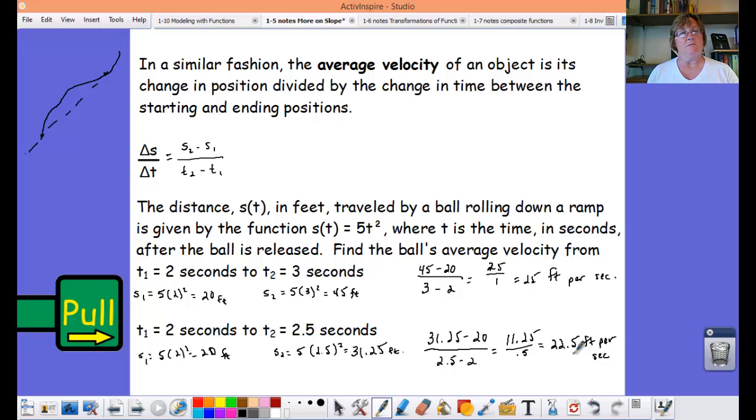Folks, if you think about that, it makes perfect sense. The way that gravity works, the longer something is in motion falling, the faster it will fall. So in a shorter time period, that average velocity is less than in the longer time period.